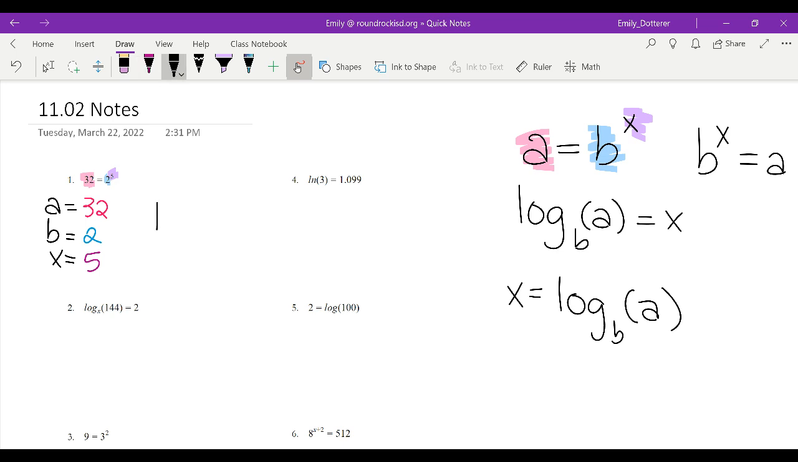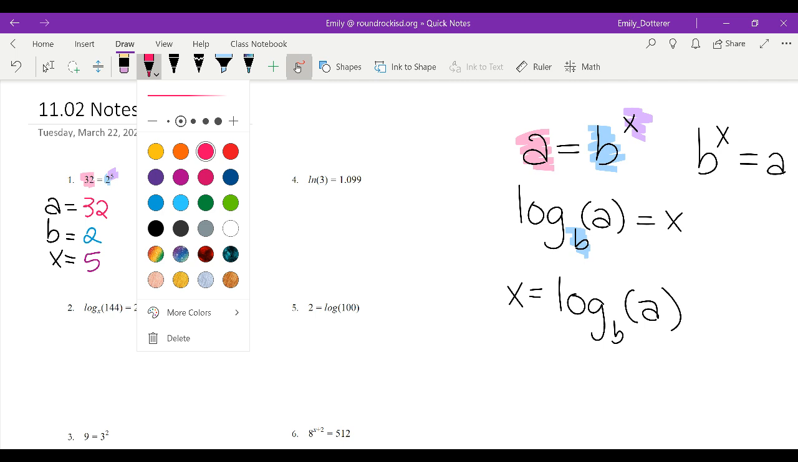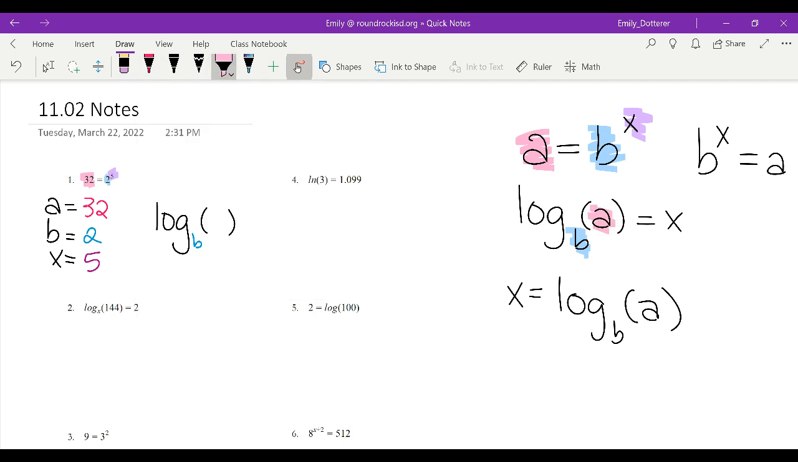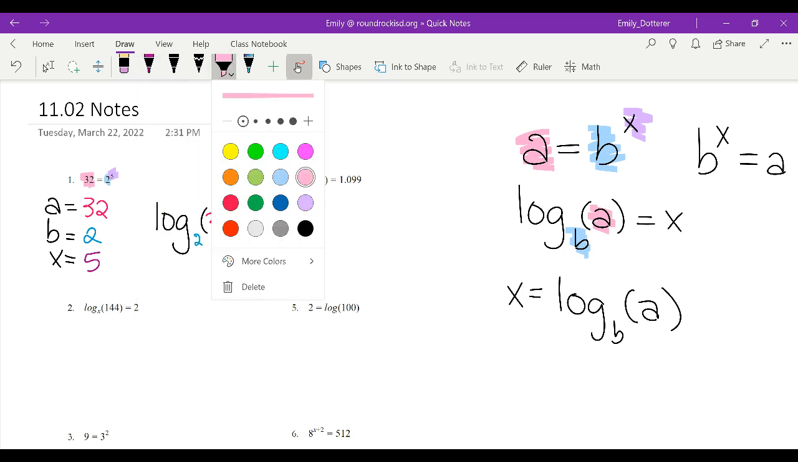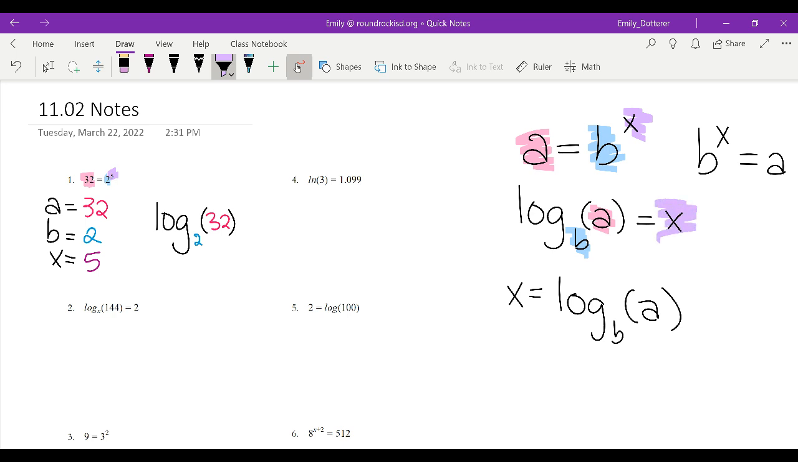Now, when we go to a logarithm, we're always going to have the word log. And depending on exactly what we've got, we'll just have different numbers or symbols in there. So b is our base. It's our little subscript. A is the number inside the parentheses, which is 32. Two. And x is our exponent. For the log, it's what the logarithm equals. So in this case, it equals 5. And that's it.